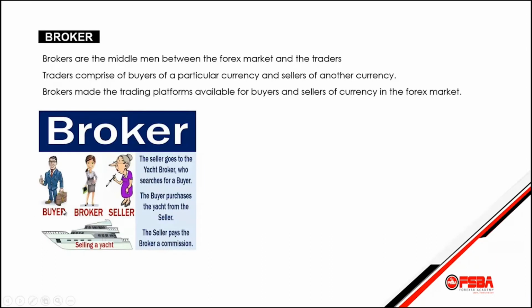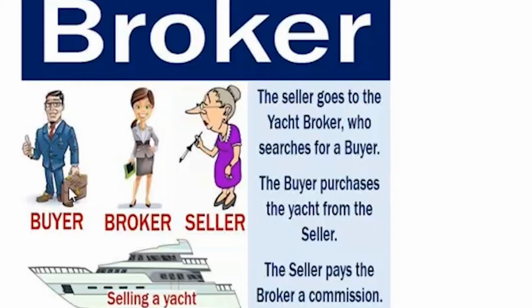Looking at this picture, you can see we have a buyer, which is this man holding his bag of money. Then we have a broker, which is like an agent. Then we have a seller, which is this woman. What is this woman selling? The woman wants to sell a yacht. Why? Because the buyer wants to buy it.